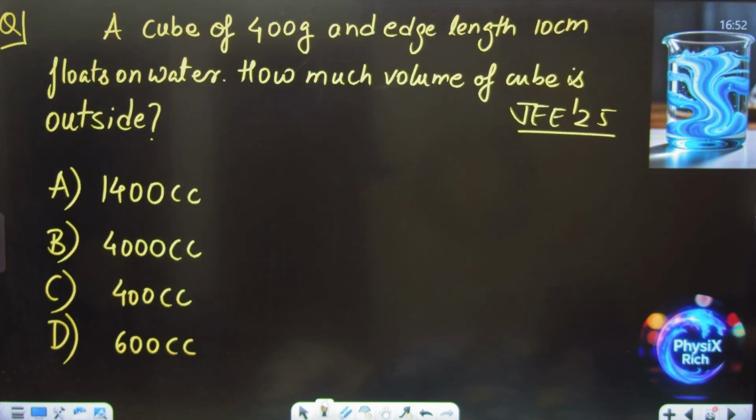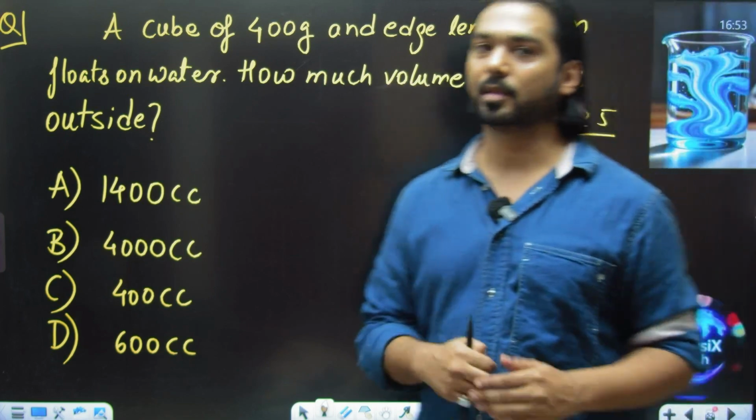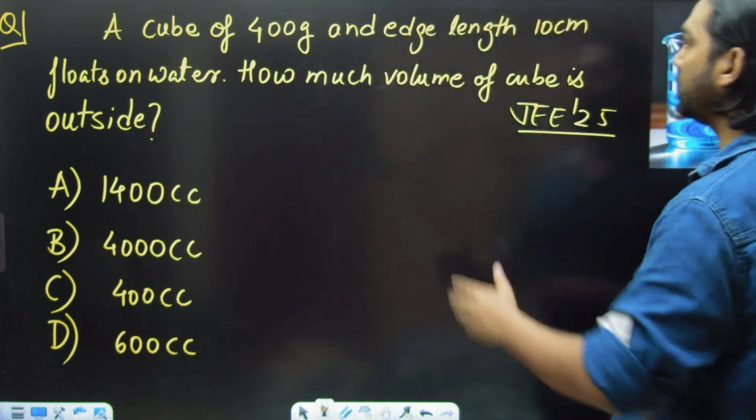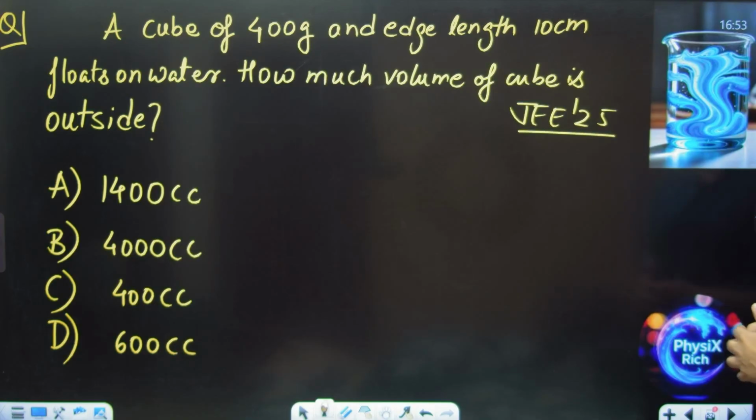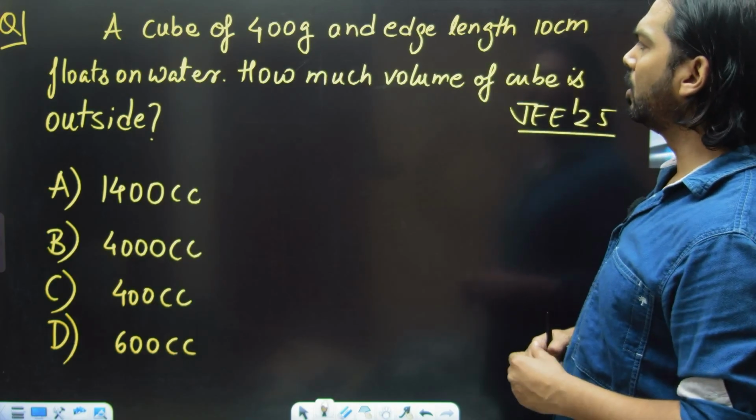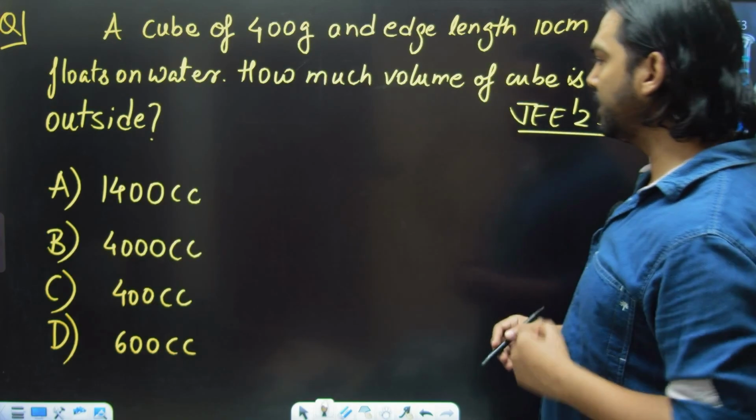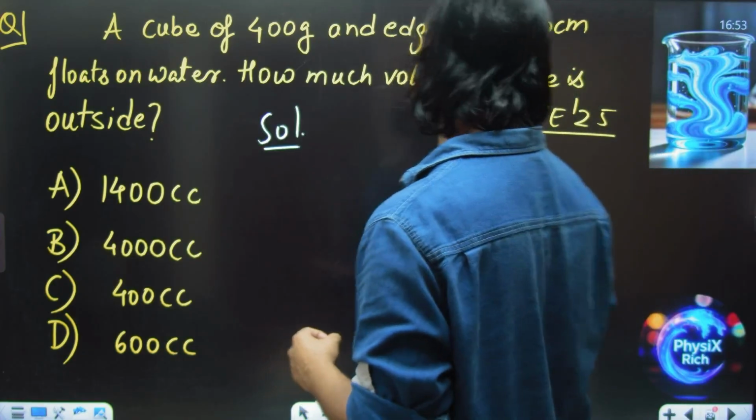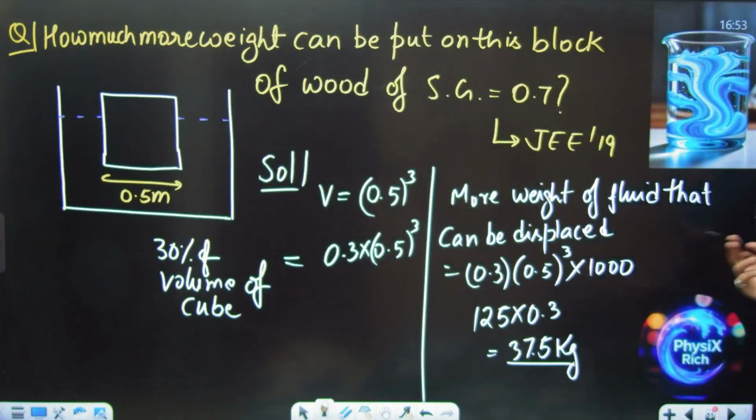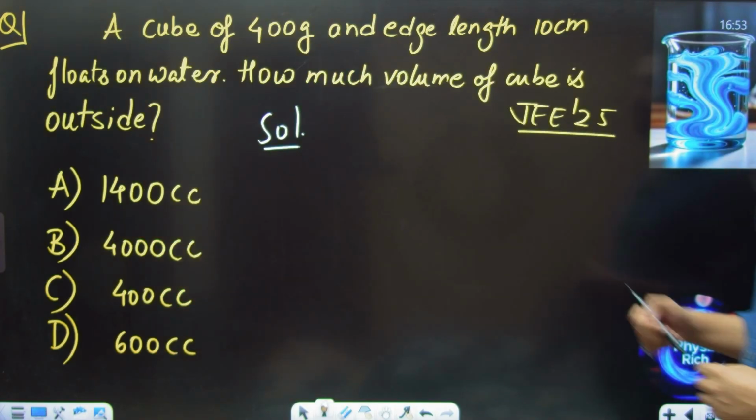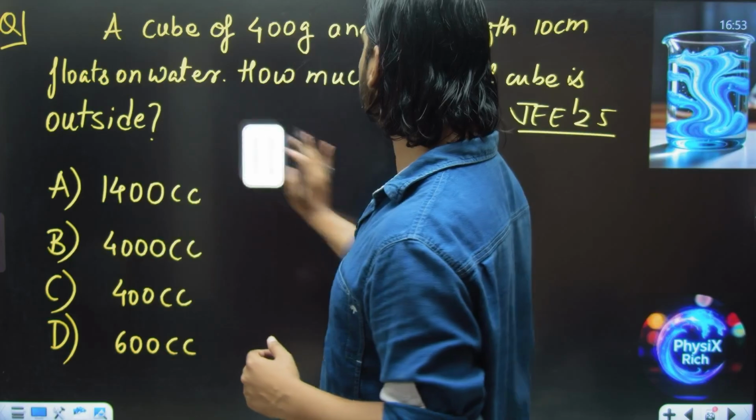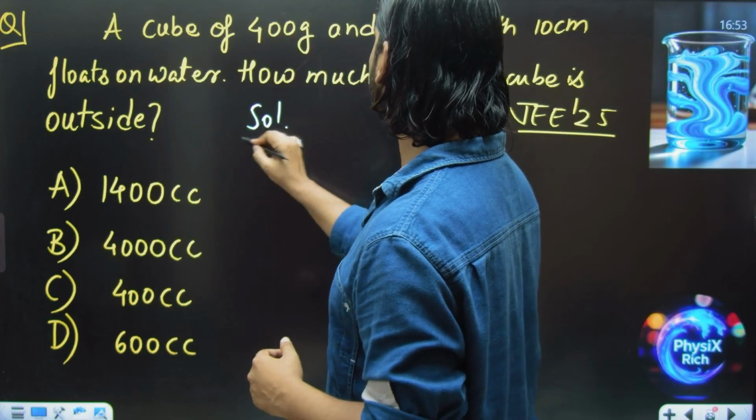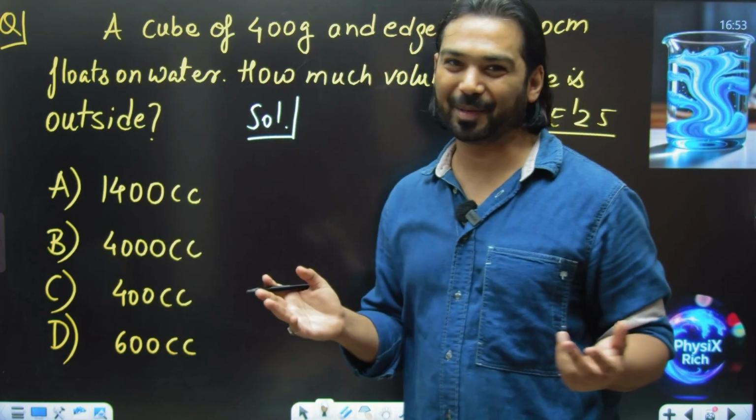Okay. Let's take another look at one more question. Now there is a cube of 400 grams, and it has an edge length of 10 centimeter. So what is its density? I just wonder. By the way, remember guys, these are all JEE questions, okay? This is also a JEE 19 question. This is also a JEE 25 question. So these are all nice JEE questions. You can see that they are not that difficult. I mean, they are pretty doable.